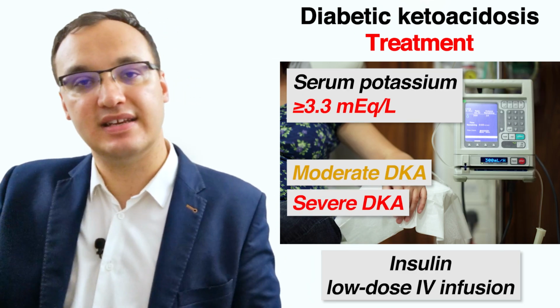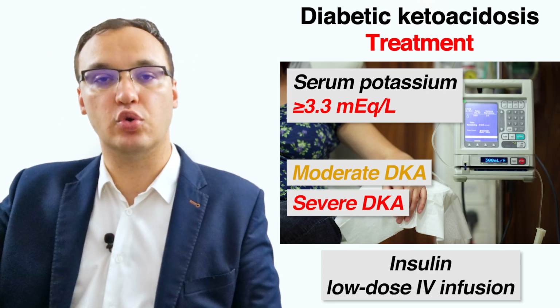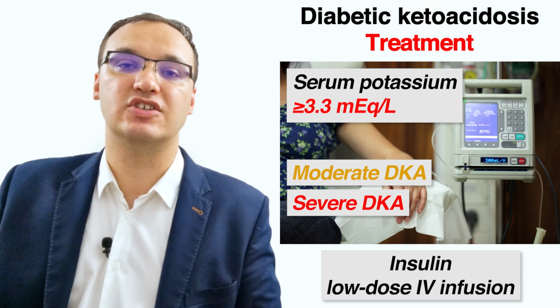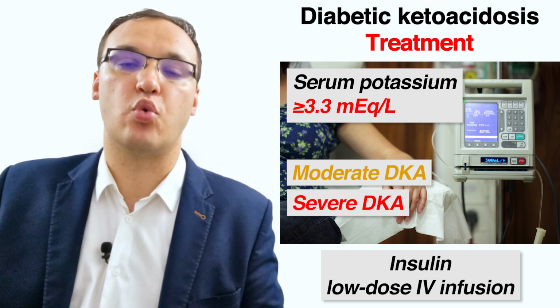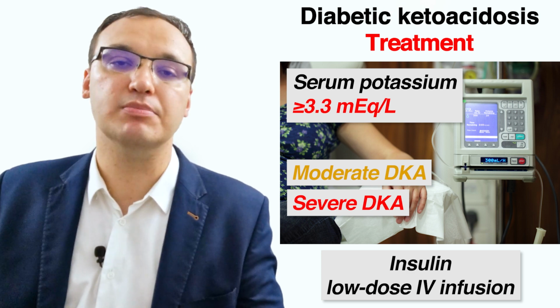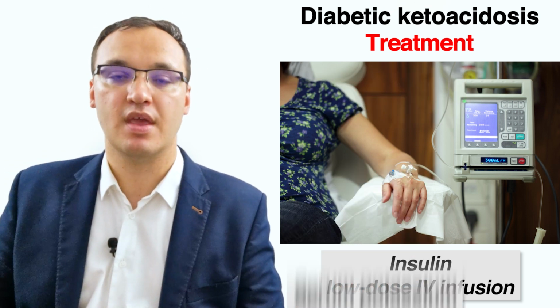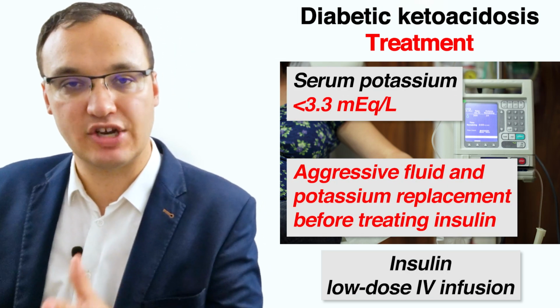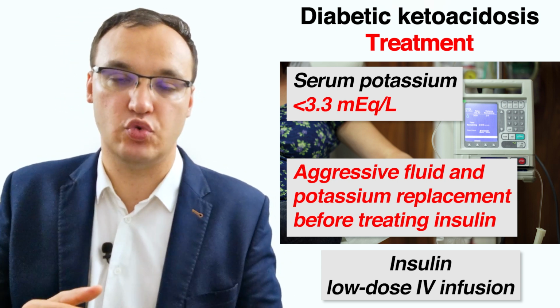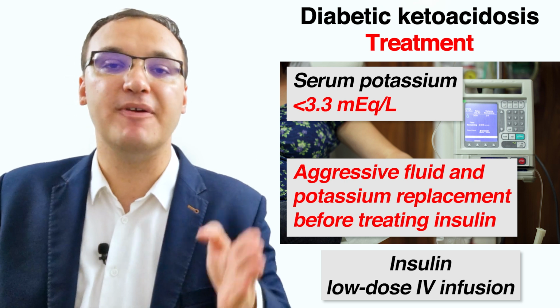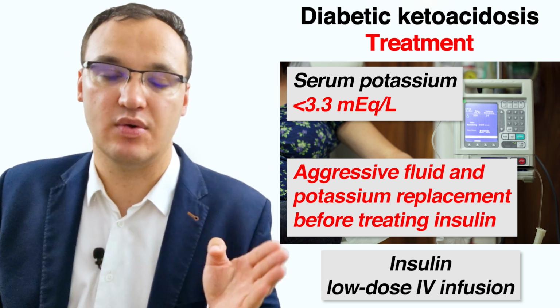The recommended initial treatment with insulin is a low-dose intravenous infusion that applies to patients with moderate to severe diabetic ketoacidosis who have serum potassium of more than 3.3 millimole per liter. However, patients with initial serum potassium below 3.3 millimole per liter should receive aggressive fluid and potassium replacement before we start treating with insulin.